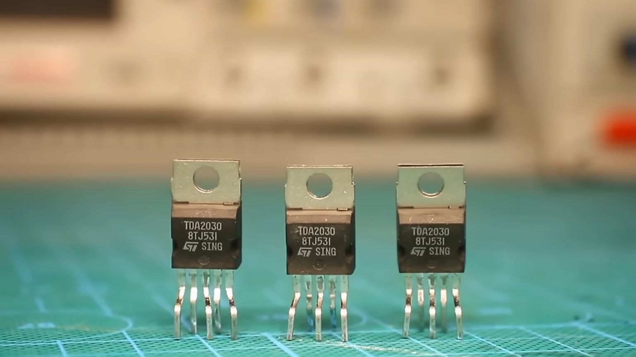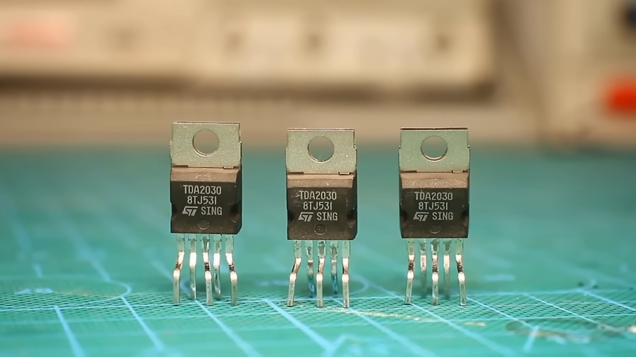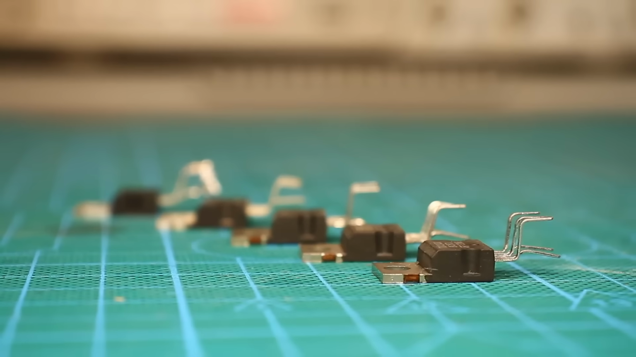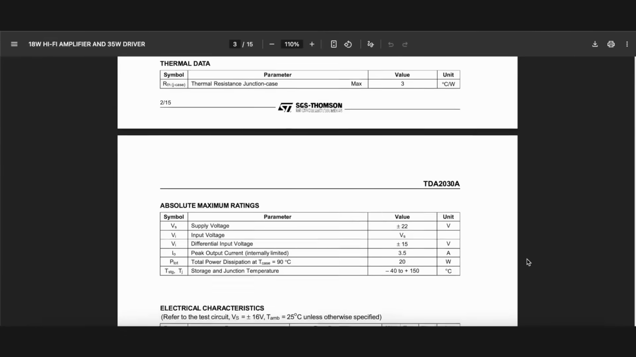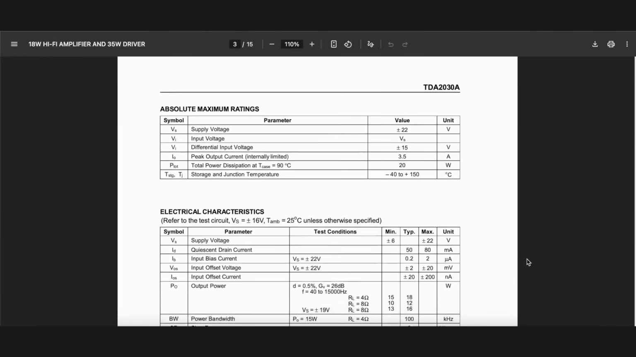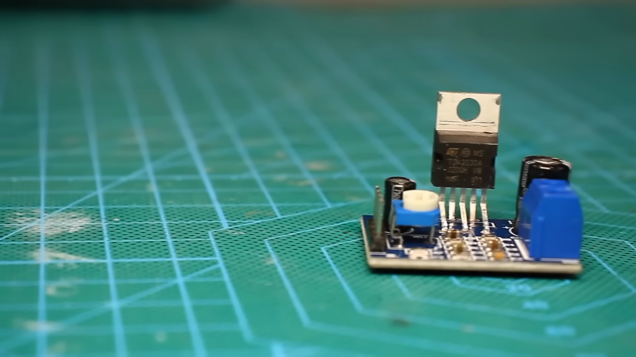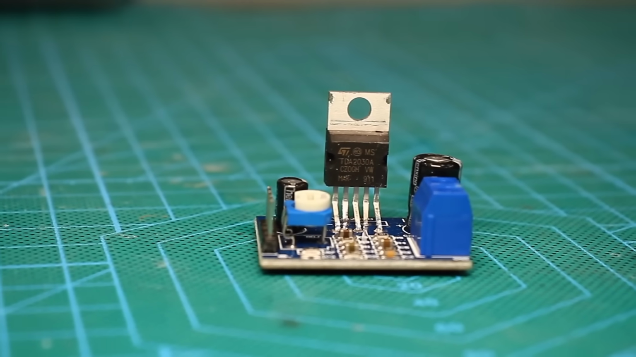Hello everyone, I think all of you are familiar with the popular TDA2030 chip. This is an integrated audio amplifier chip that operates in Class AB. It can deliver a maximum power output of up to 20 to 24 watts into a 4-ohm load. But on average, the output power without noticeable distortion will be around 14 to 18.